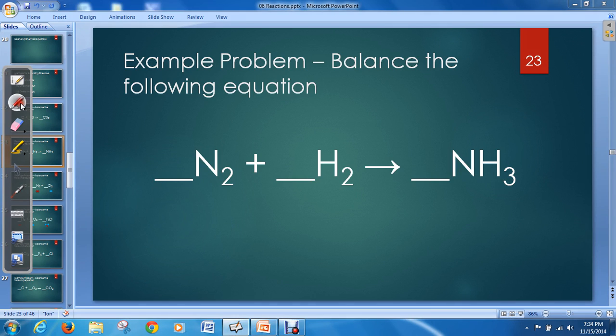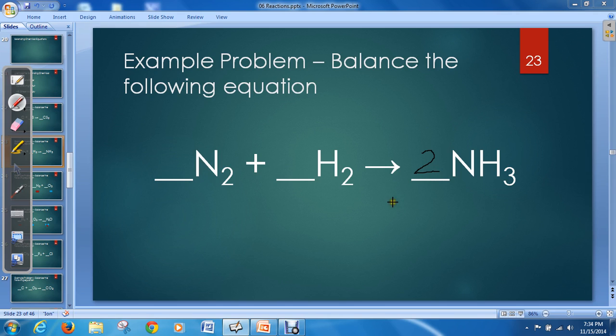Okay, so one of the tricks that people use a lot is if we have an odd number on one side and evens on the other side, let's double this odd number so that we can have evens on both sides. So now we have 2 nitrogens and 6 hydrogens. That gives us even numbers on both sides of the equation.